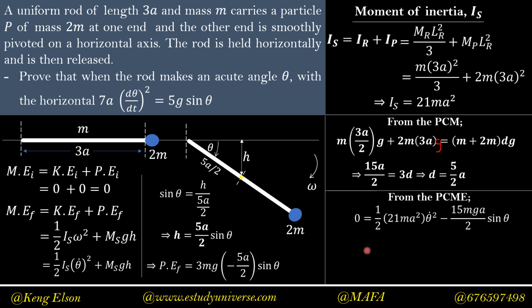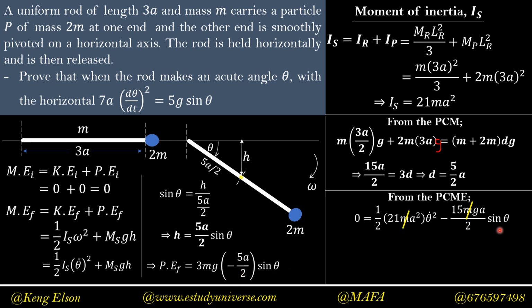the initial mechanical energy, which is 0, is equal to what? Equal to the final. What is the final? We just replace I with 21ma². You replace θ dot with θ dot. We replace the final potential energy. If you multiply 3 and 5, you get 15. There is a negative sign, that's why you find a negative sign here. We have 15mga over 2 sin θ.